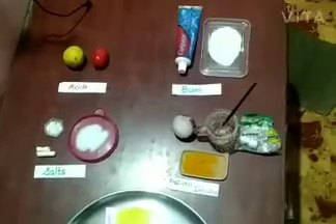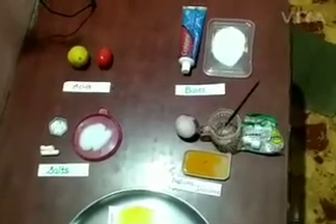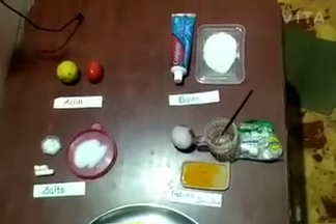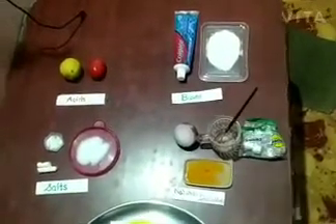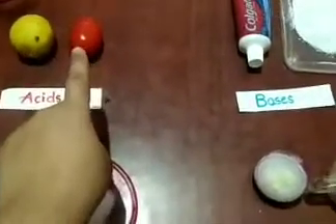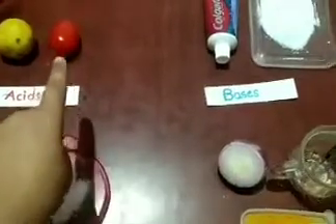Today I am going to do an experiment and I will show you the effects of some natural indicators which can be commonly found in our houses. The things required for this experiment: first, I have taken two things which contain acid. In acid I have taken a lemon and a tomato. Lemon contains citric acid and tomato contains oxalic acid.